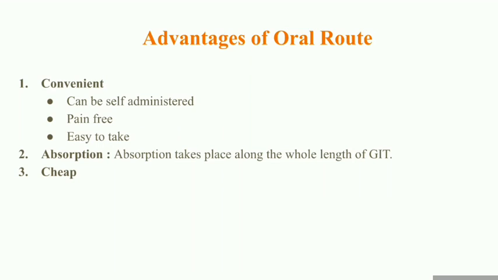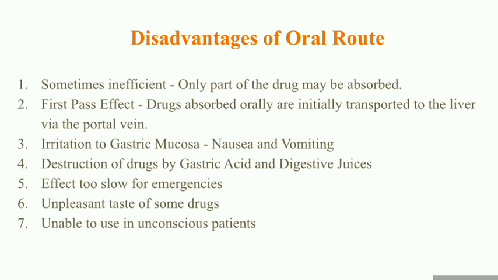And the next one is absorption. Absorption takes place along the whole length of GIT because in oral route we put the drug directly into the mouth and from the mouth absorption starts. The next advantage is it is cheap. The disadvantages of oral route are sometimes inefficient because very little or only part of the drug may be absorbed. The first pass effect means the drugs absorbed orally are initially transported to the liver via the portal vein. This first pass effect we will discuss in detail when we study pharmacodynamics and pharmacokinetics.